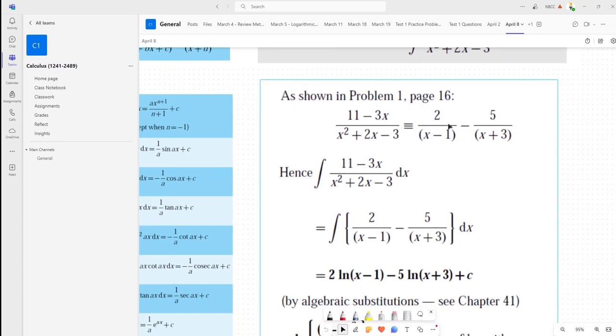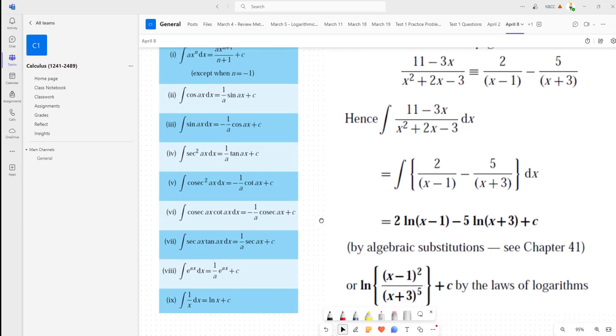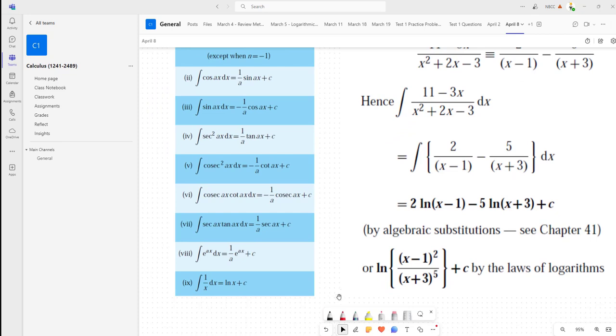Okay, so once we have these separated, this is what it's going to look like as it's separated. So we're starting the integral. Once we're here, it actually becomes pretty straightforward. If we have 2 over x minus 1, we're going to get 2 ln x minus 1. Now you might say, well, how did I go from this to this? Well, last week we actually used some of these formulas.